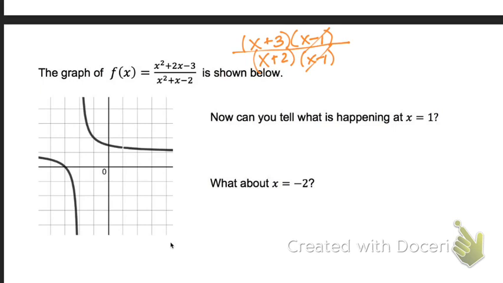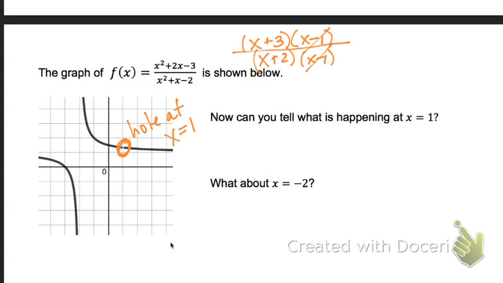Now, what do you notice at x equals 1? There's a hole. It's tiny because it's not zoomed in. The one below it is zoomed in. There's a little hole. So there is a hole at x equals 1. Is there a vertical asymptote there? Nope. No.